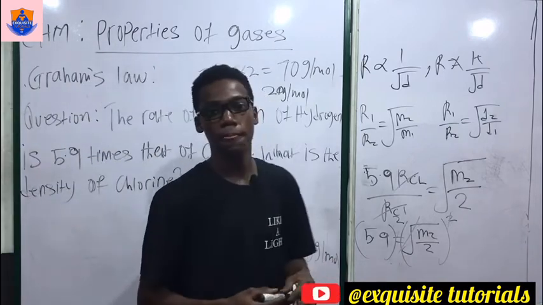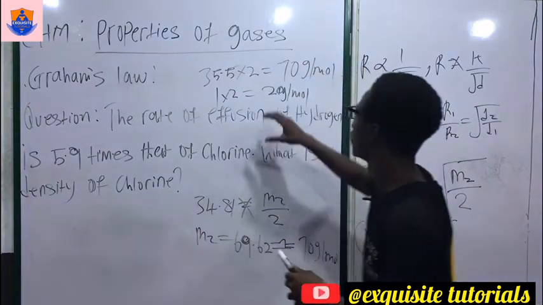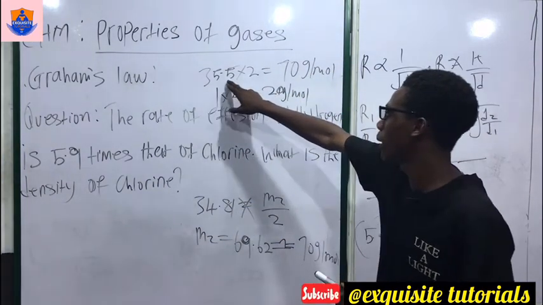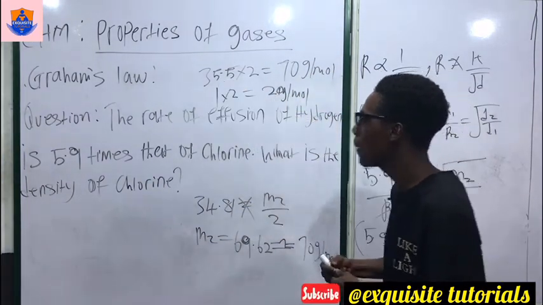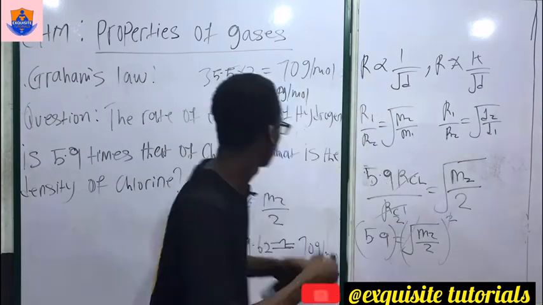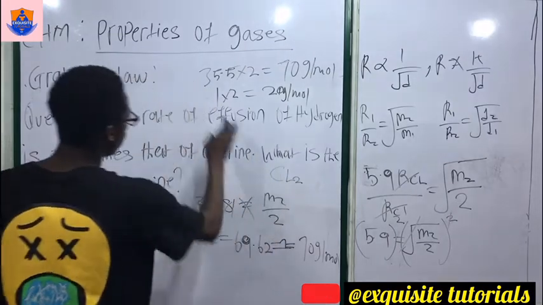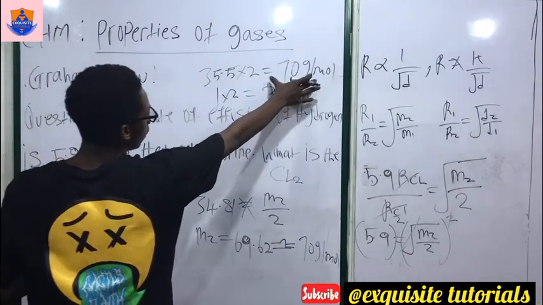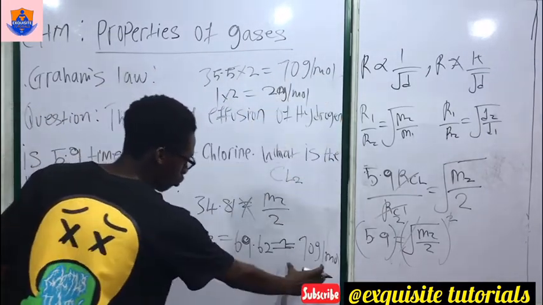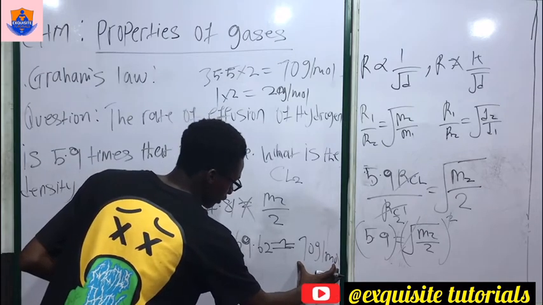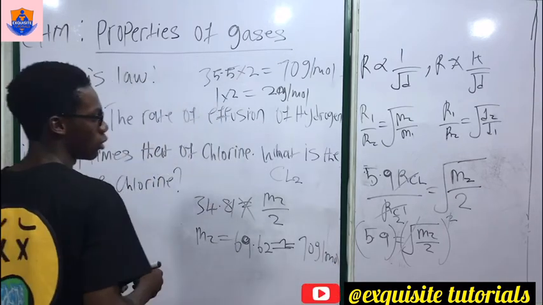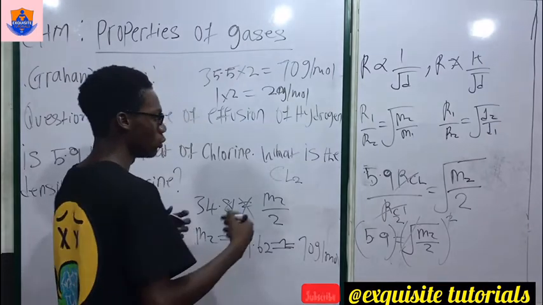So obviously you should know that chlorine has an atomic mass of 35.5, but for 1 mole of chlorine molecule, Cl2, it should be 35.5 times 2, which is 70 grams per mole, which also we have here, 70 grams per mole. So obviously the calculations we are having here should be correct.